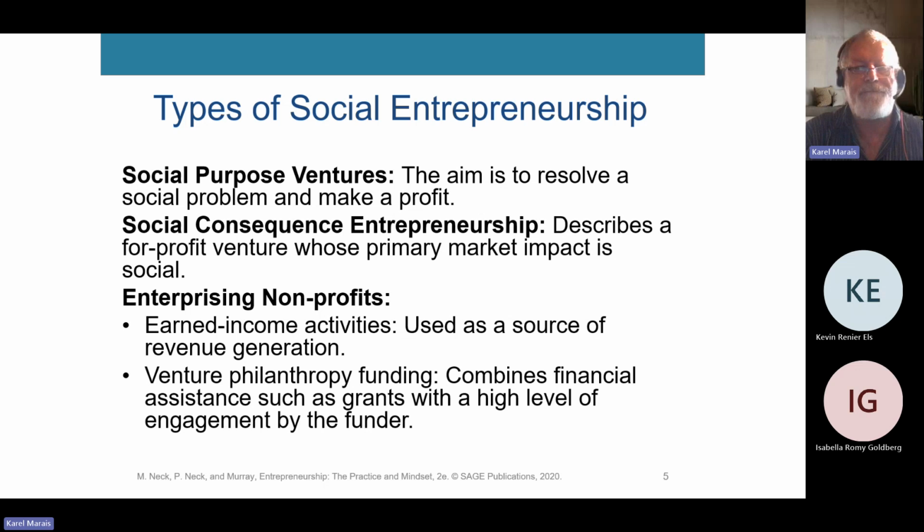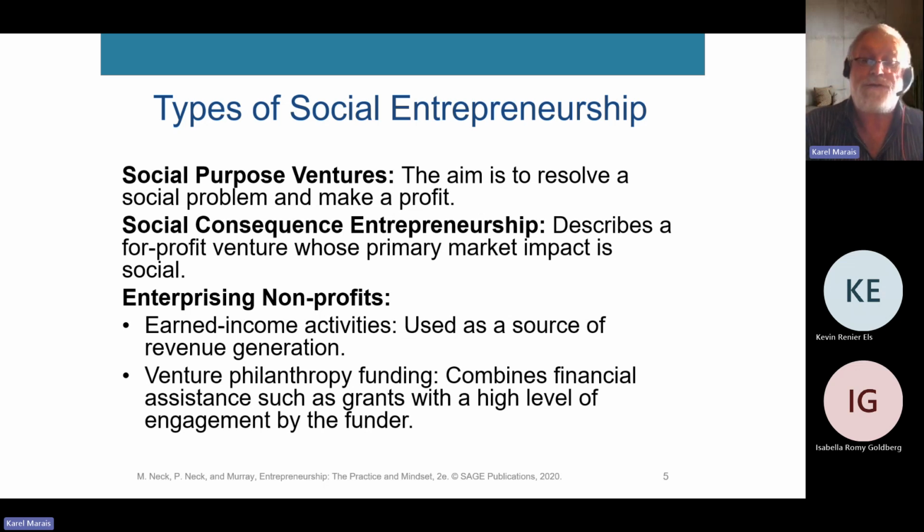Okay, so there are different types of social entrepreneurs, and we're going to look at three types. The first is the social purpose ventures. These guys try to resolve a social problem and make a profit. In other words, they're looking at the big picture, right? They are trying to address the problem as a whole, and to make some kind of a profit.